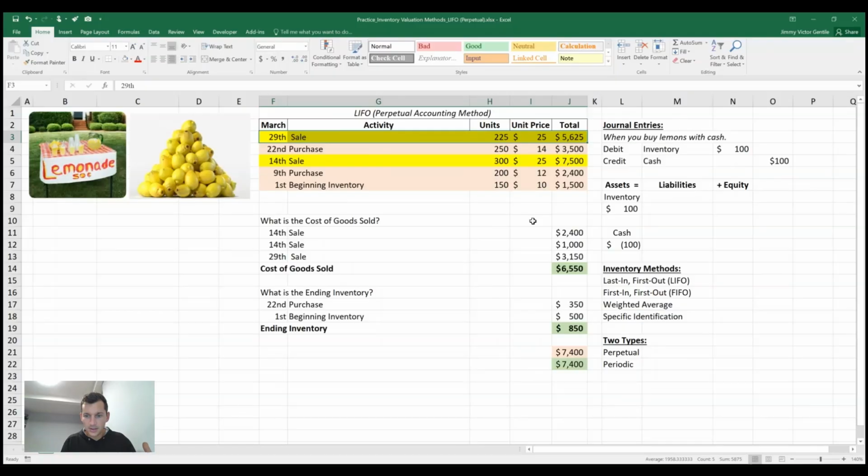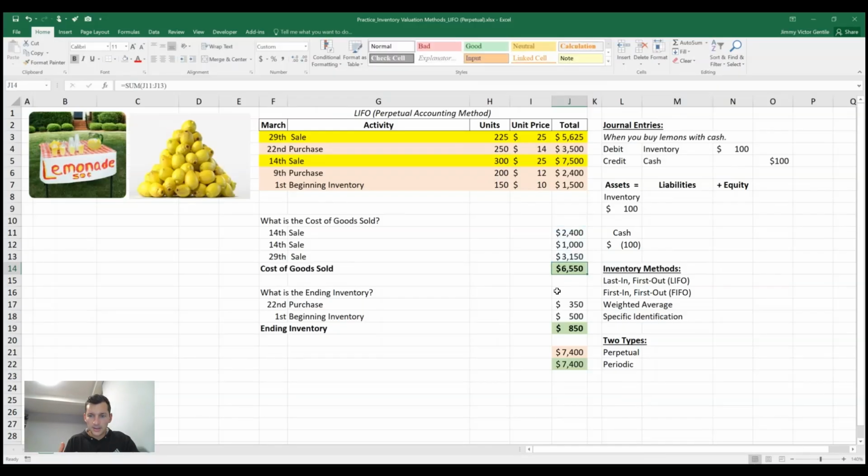Now we're still using the last in, first out method. And so we're going to grab from the top. Now the most recent thing at the top is the stuff you bought on March 22nd, 250 units. So when you sell 225, you're going to go into that 250 and take out the cost for 225. And that gets added to the cost of goods sold. So you can see here we took 225 out of this pile. Now these two transactions on the 14th and 29th are summed up to give you your cost of goods sold.